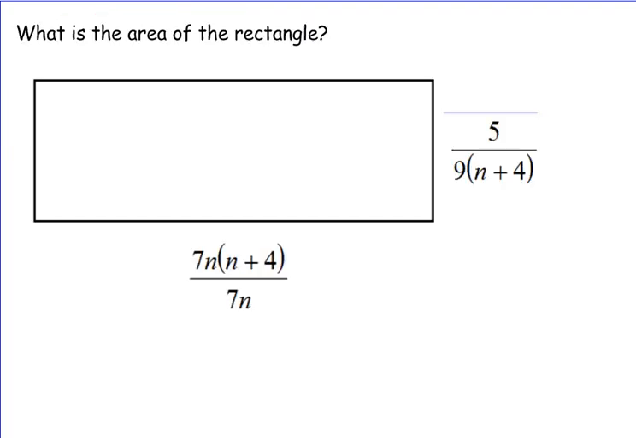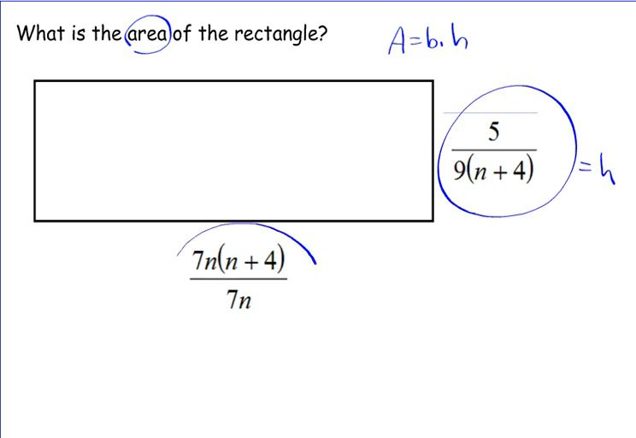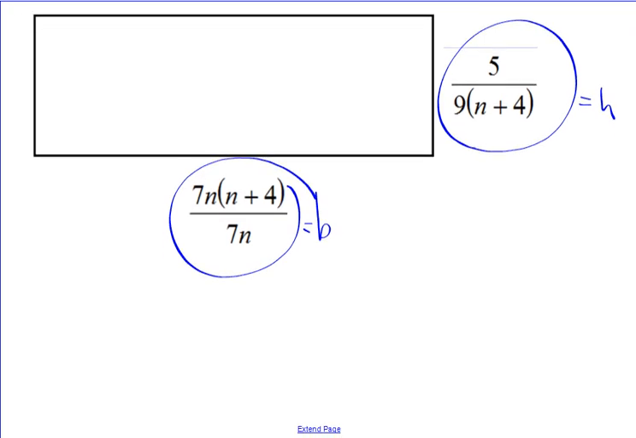One more. Now, what's the area of the rectangle? Well, the magic word area says I am multiplying. So what am I multiplying? Area equals base times height. Here's my height. Here's my base. So we'll slide it down a little bit. I'm going to write out the problem.